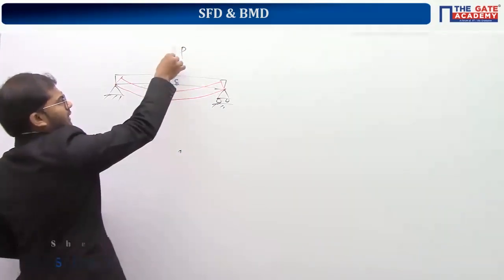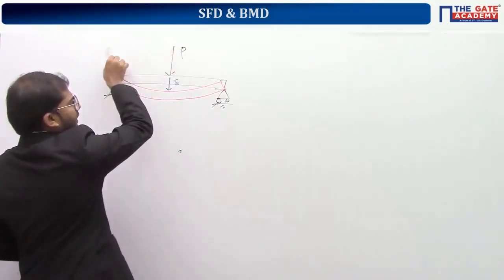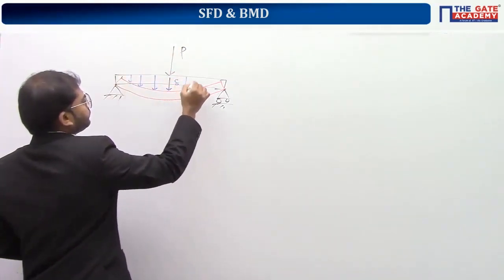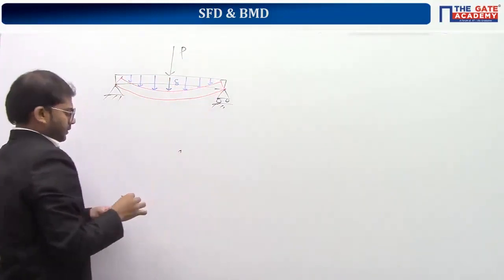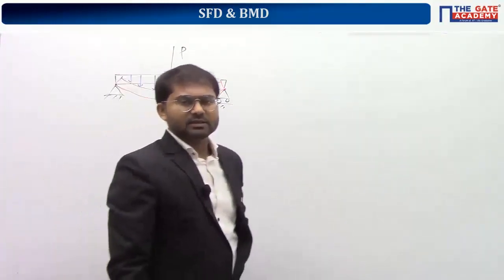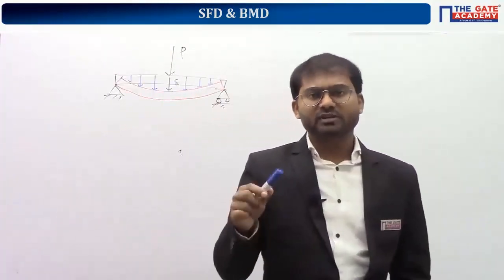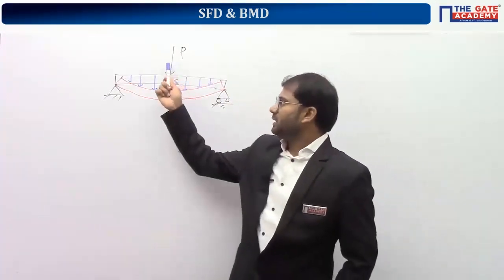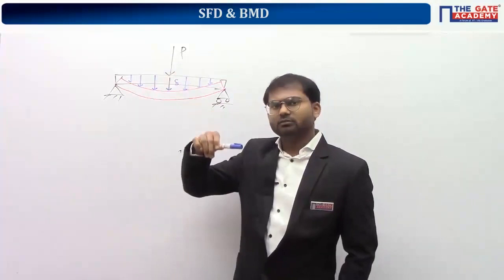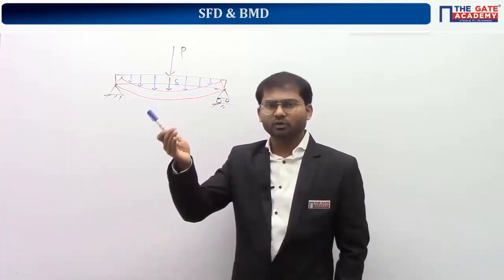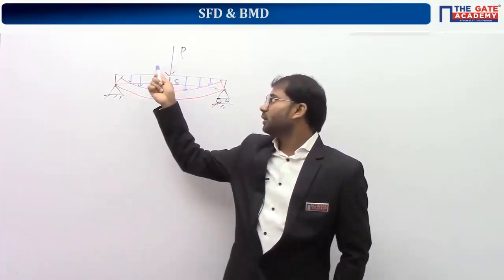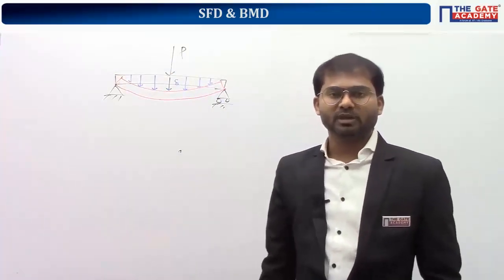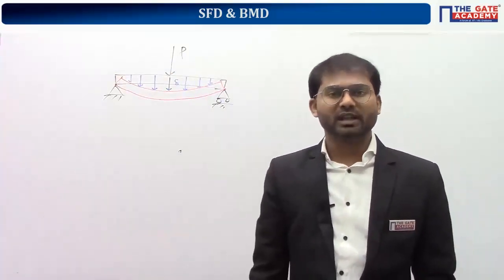But though it is not acting at any other point, it is giving rise to deflection at other locations as well. Though this load P is acting at the center, it is giving rise to deflection at other locations as well. That means the effect of load P is there. It may not be the same, may not be the total value, but the effect of load P is induced throughout the length of the beam.